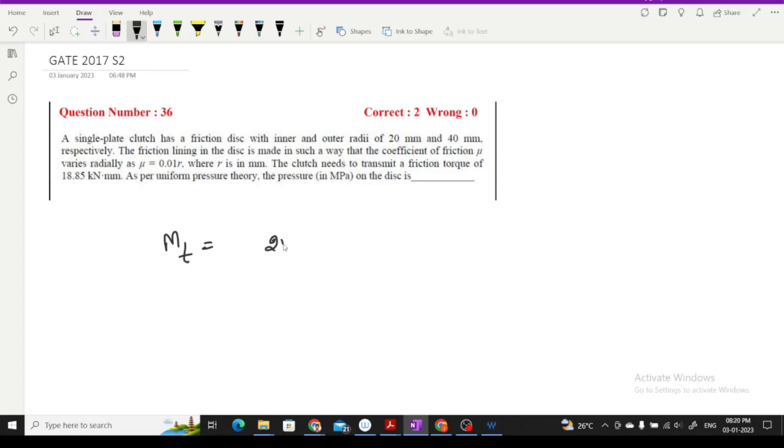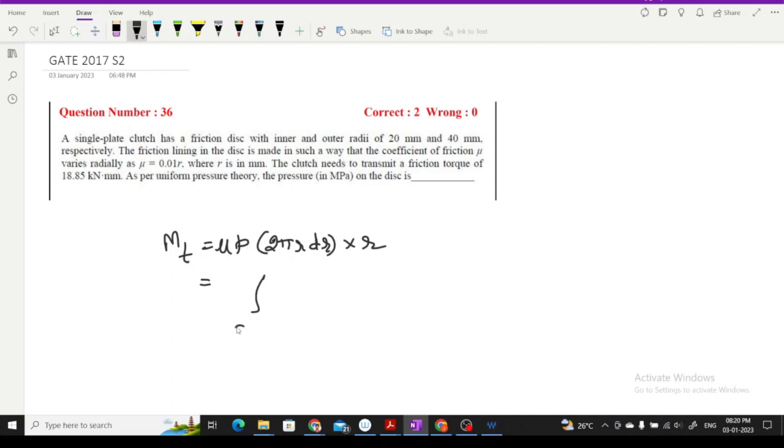Actually what this 2 pi r dr was the area, right? And that into mu. P is the pressure, so this is the force. So we have multiplied it with coefficient of friction, so that is the frictional force, and then again we have multiplied it with r to get the torque. Right? This is what we have done. Correct? Yes, sir. That is for the elemental area.